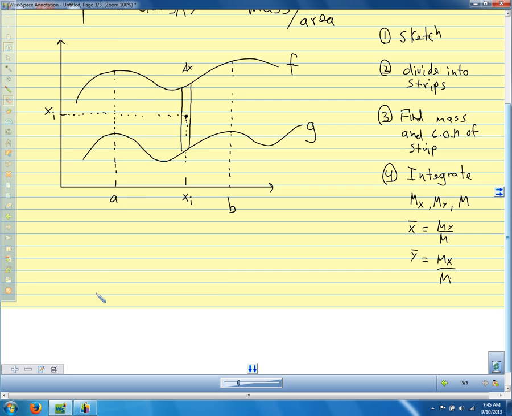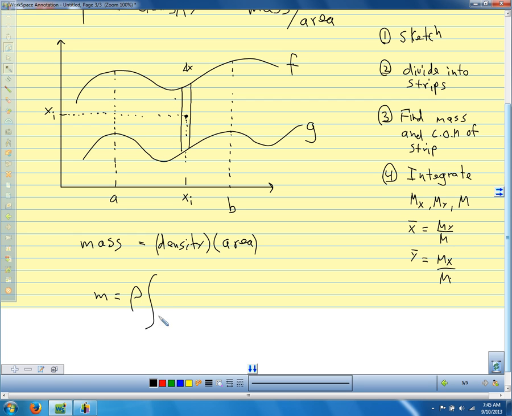So the mass is easy. Mass for a planar lamina is just going to be density times the area. Well, how do we find the area of this strip? So I'm going to write the density. How do we find the area between two curves? Integrate. So I'm going to do the integral. Let's write the integral from, we're looking at the region from A to B. How do we find the area of that region?